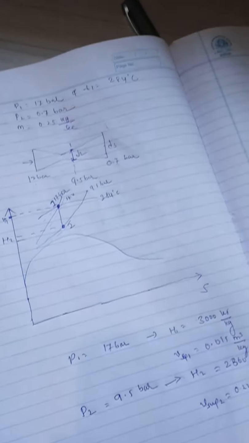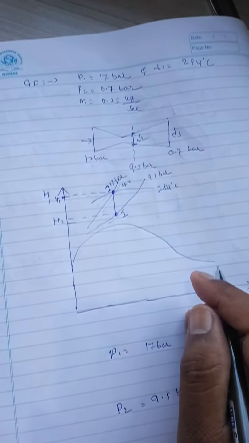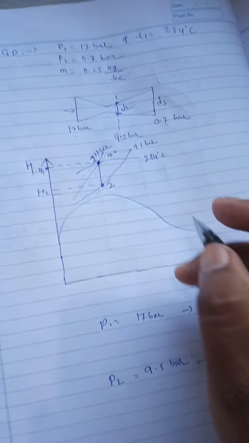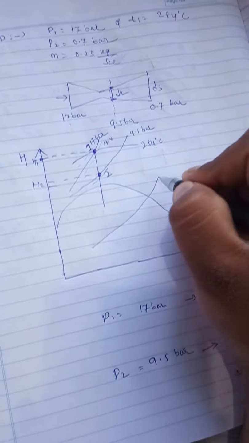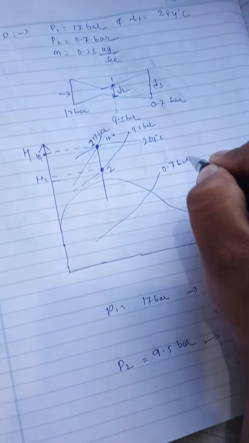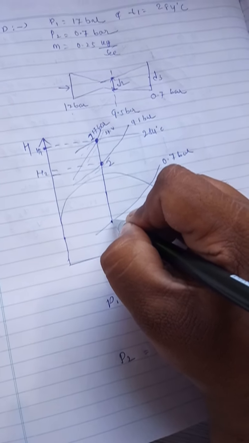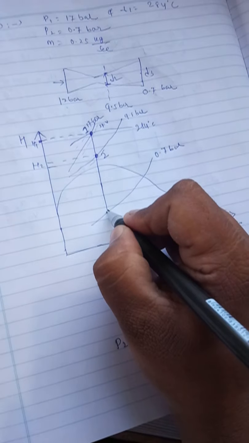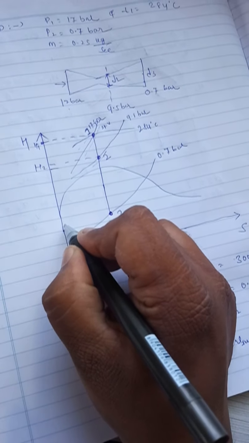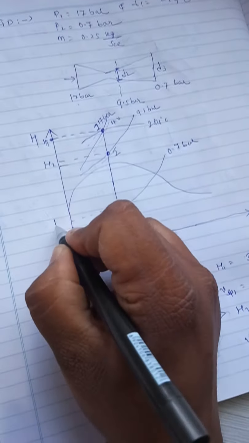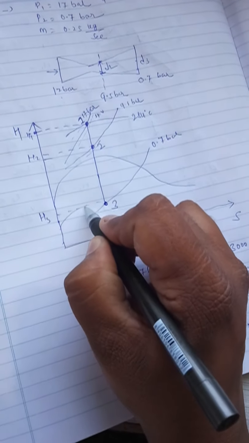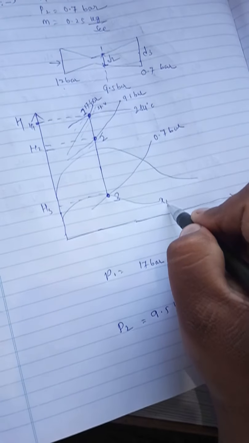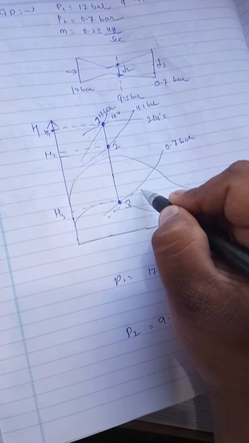Now only one point I am left with, that is the exit pressure, which is 0.7. Just drop this again somewhere here. If I catch this as 0.7 bar pressure, just drop like this, it will cut here, this is 3, and at this 3 you should take the H3 value. One more curve, the dryness fraction, will be going like this, you take this as x3, and one more dotted line will be going for Vg3, right?